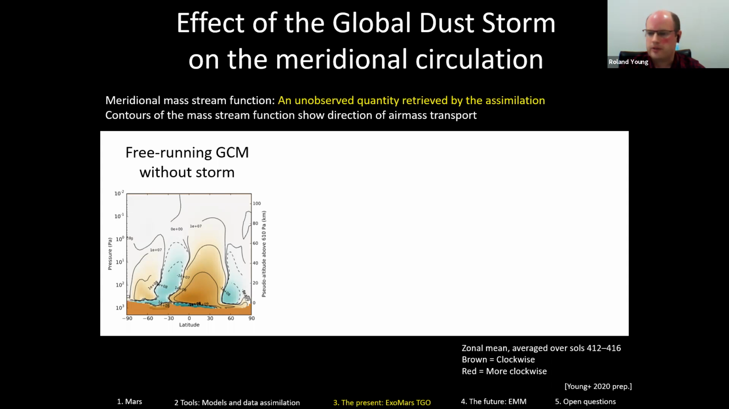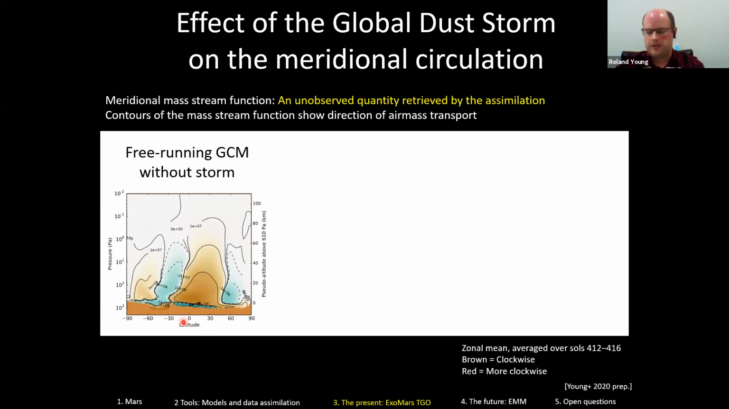And so what I'm showing here is a quantity called the meridional mass stream function. And basically where this is brown, it means that the air is moving in a clockwise direction on average. And where it is blue, or bluey-green, it's moving in an anti-clockwise direction. So this is before the storm. Up here on the y-axis is height above the surface, and then on the x-axis is the latitude. So we have the southern hemisphere, which is higher than the northern hemisphere.